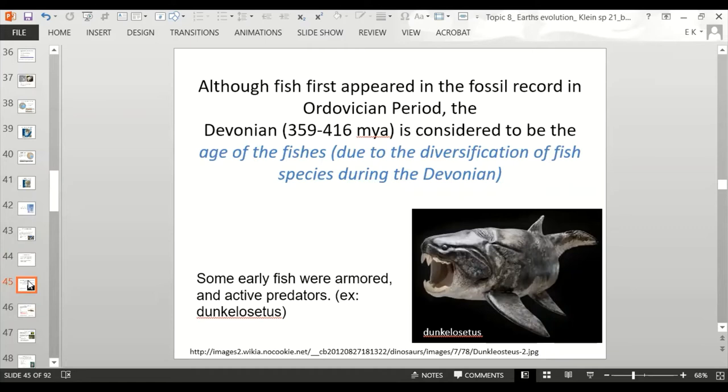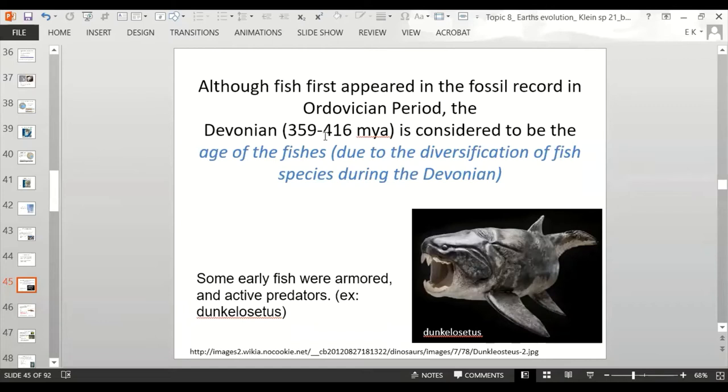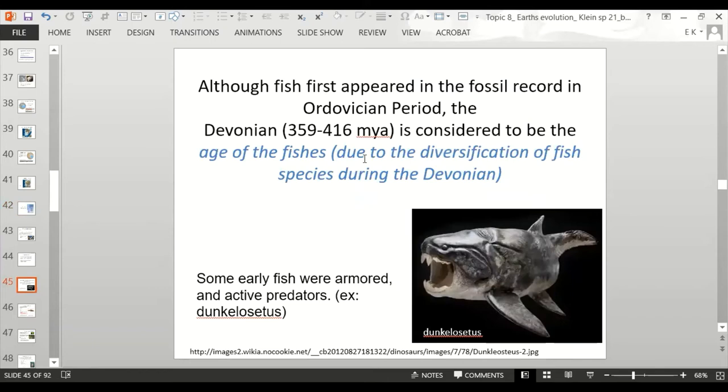So then we're going to start talking about different types of species. So we have fish. When did fish first appear? Fish first appeared in the fossil record in the Ordovician. Again, Ordovician is here. But during the Devonian, it's considered to be the age of the fishes, and that's because we had mass diversification of fish species during the Devonian. So again, going back here, Ordovician is when we see the first fish, but the Devonian is when we had diversification of fish. So you had lots of different species that came into existence during the Devonian. So we call that the age of the fishes.